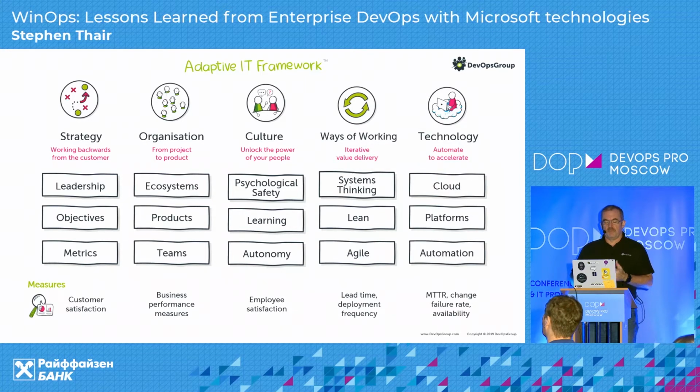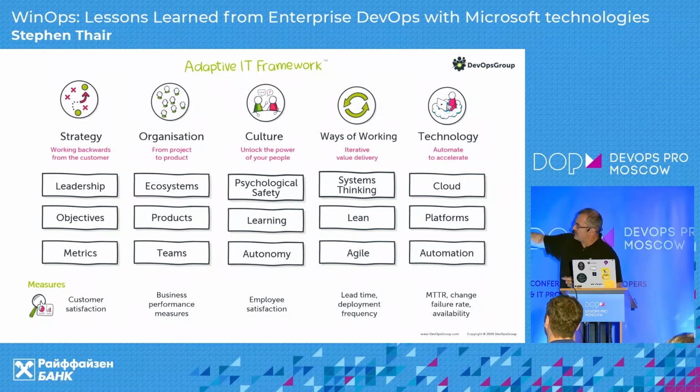And then the fifth pillar, only one fifth of the problem, is actually the technology that you run on, the cloud you choose, the platforms that you build, and the automation tools that you use. So if you're thinking about Windows versus Linux, Windows is only in this fifth pillar. The rest of it is completely independent of the technology that you use.